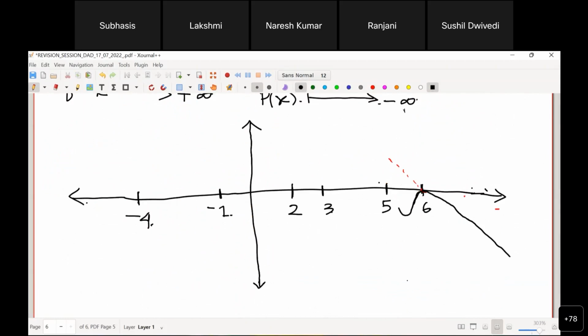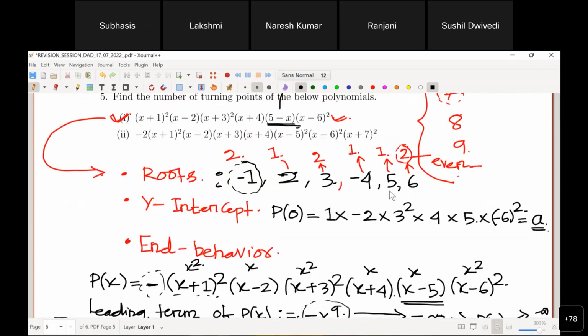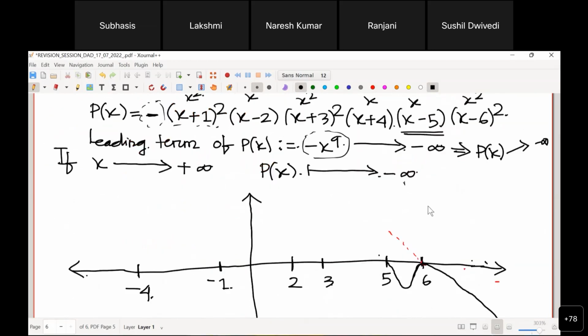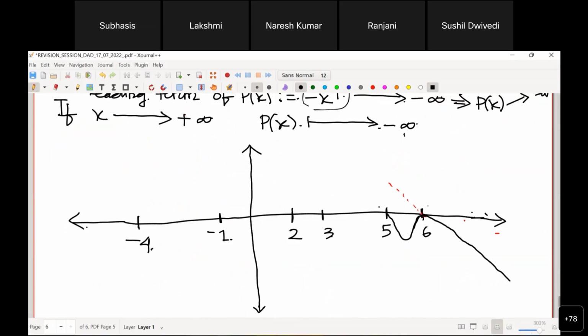And again it has to go towards 5, and once I reach 5, I don't know whether it will cross that 5 or bounce back. So again I have to check the multiplicity of 5. Multiplicity of 5 is 1, which is odd. Since the multiplicity of 5 is odd, the graph will cross that point. So instead of coming back, it will cross the x-axis, and again it will come towards 3.